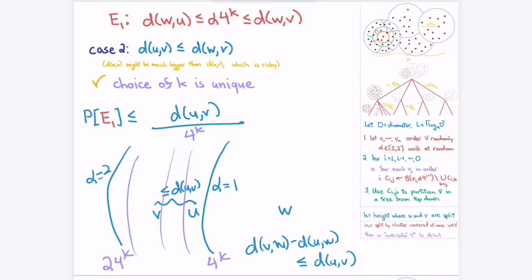So in other words, if you kind of drew it as a line from W, this is radius 4 to the K. This is radius 2 times 4 to the K.